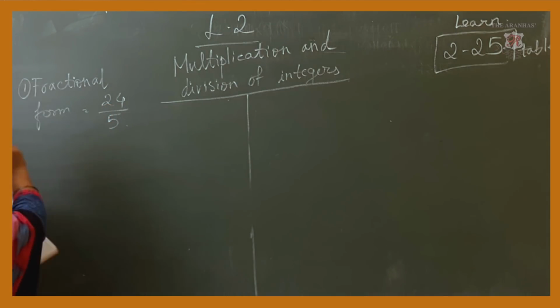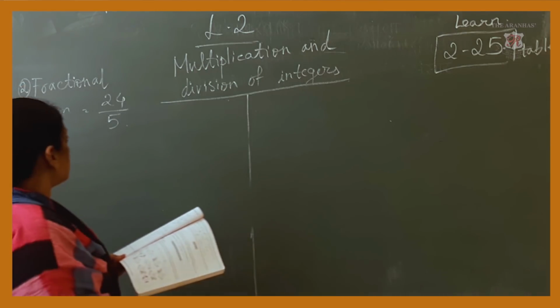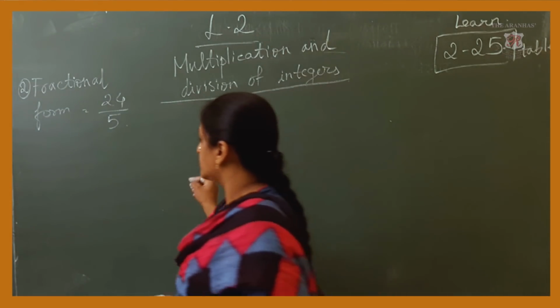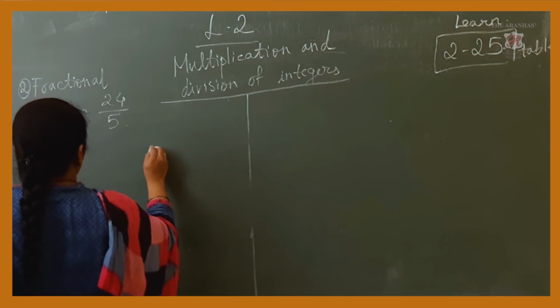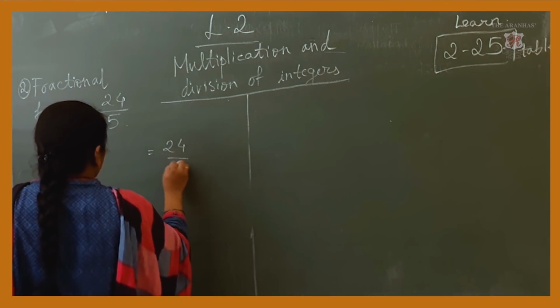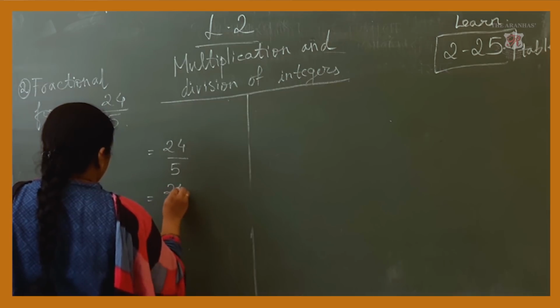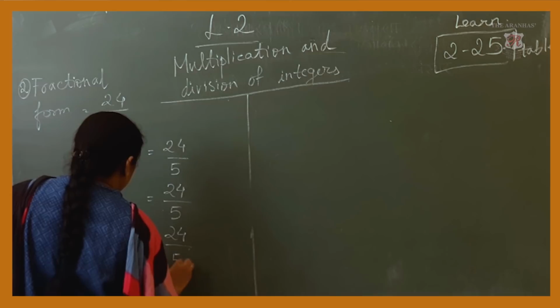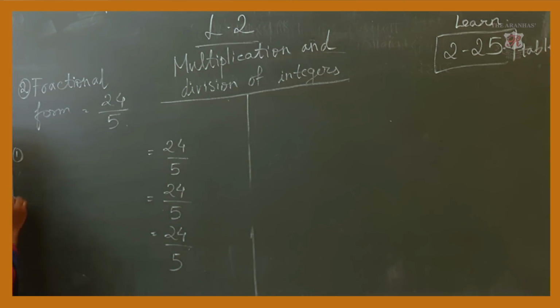This is question number 2 from your textbook. They are asking you to take big numbers and divide them in such a way that you get the answer as 24 upon 5. They are asking for 3 such numbers. The first number where we should get 24 upon 5, the second number where we should get 24 upon 5, the third number where we should get 24 upon 5 as the answer.